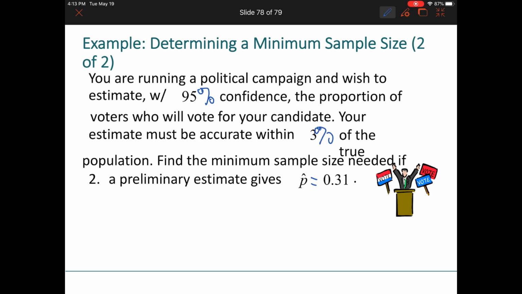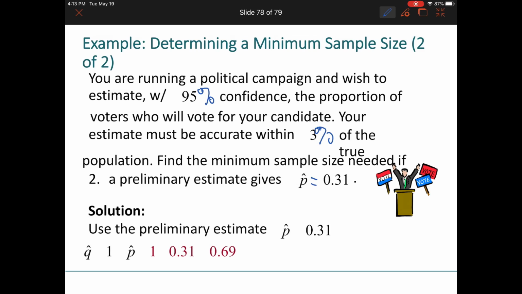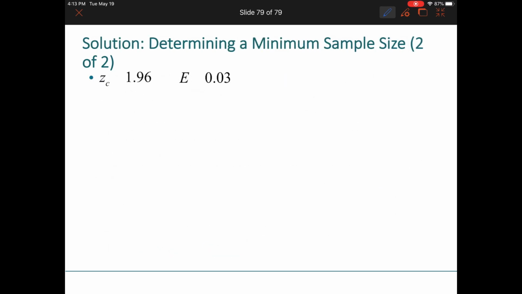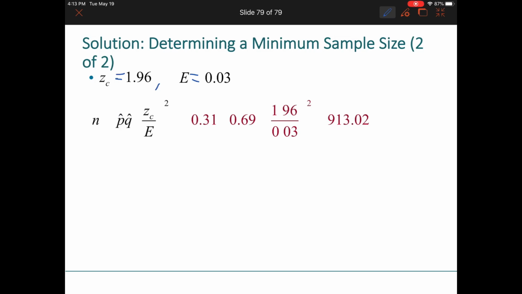Okay, now we're going to change it up a little bit. It's basically the same example, except now we have a preliminary estimate. And unless your estimate happened to be exactly 50-50, which I guess is possible but not likely, you're going to get a savings here as far as the n goes. It's going to be less than 1,000 something. So because p hat is 31%, q hat is 1 minus p hat. No, you don't have to show your work on this. And we're down to 69% that do not favor your candidate. So z is still 1.96, E is still 0.03. That did not change. And of course we have our formula, so I fill in some details.